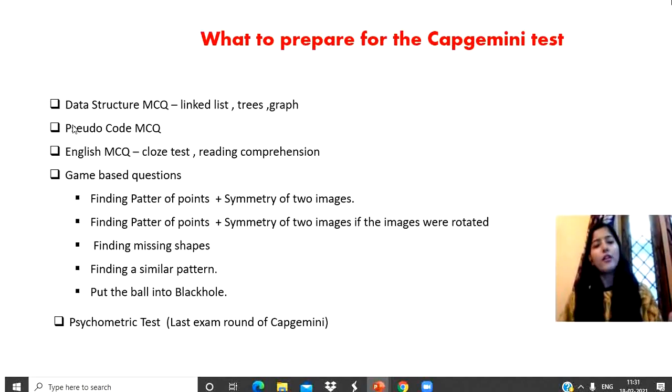So for this particular round, what you can do is just focus on your reading skills. This is the thing that is needed for this round. So focus on your reading skills and cloze test also. These sorts of videos are available on our platform. So before sitting for the Capgemini test, make sure to check those videos. I'm 100% sure that these videos are going to help you a lot, right?